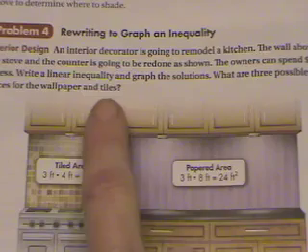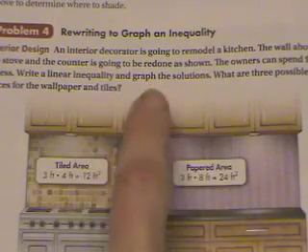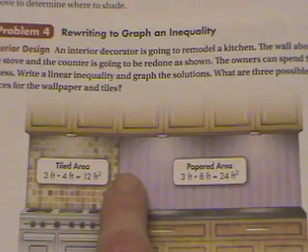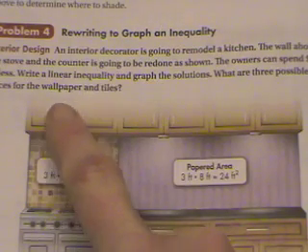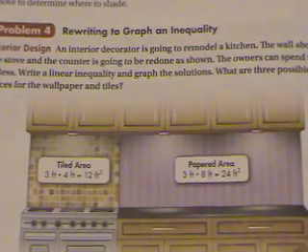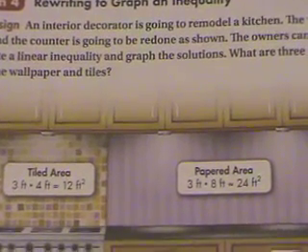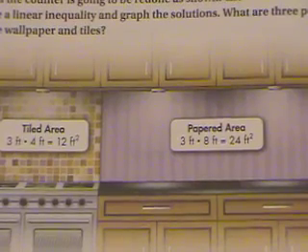But anyway, you need to write a linear inequality and graph the solutions, and they want specifically 3 possible prices. So that means after you've come up with your inequality and graphed it, they want you to find any 3 points that are within the solution of this inequality. It's a little bit hard to read those numbers. So the tiled area is 12 feet squared. The papered area is 24 feet squared.